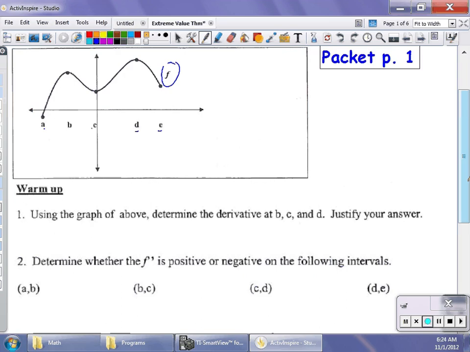Alright, so we're considering the derivative at b. And if we look at b, it appears that there is a horizontal tangent there. So I would estimate the derivative to be 0. It appears to be a turning point at b. Looking at c, the same thing is happening. It appears that there is a turning point occurring at c. So there's a horizontal tangent, so the derivative again would be 0. And looking at d, again, we have a turning point, and it appears that the derivative is 0.